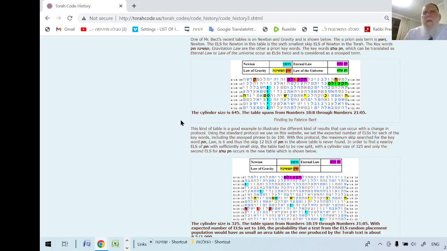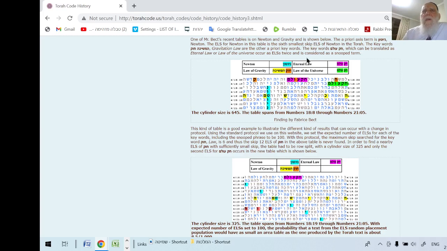Another interesting table that Professor Haralik refers to is one of Mr. Bert's recent tables, which is on Newton and gravity, and is shown below. The period exists from the term which is Newton, the ELS, the equal letter sequence for Newton in this table, is the sixth smallest skip ELS on Newton in the Torah.